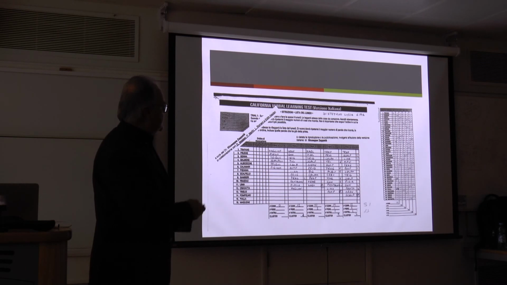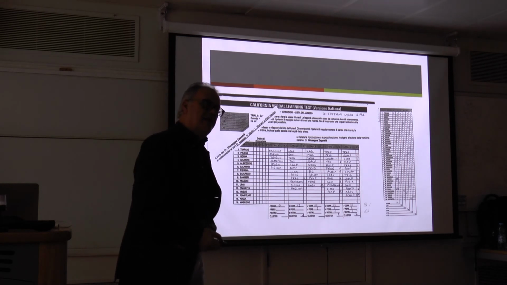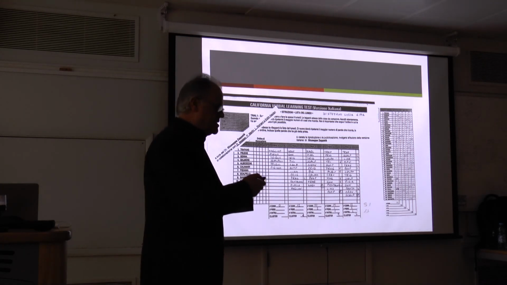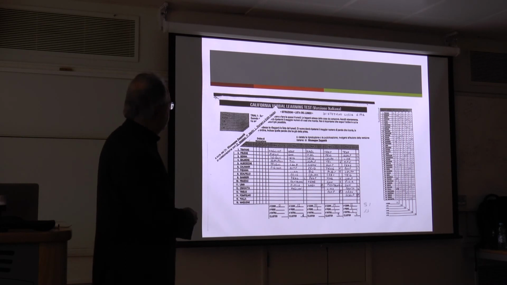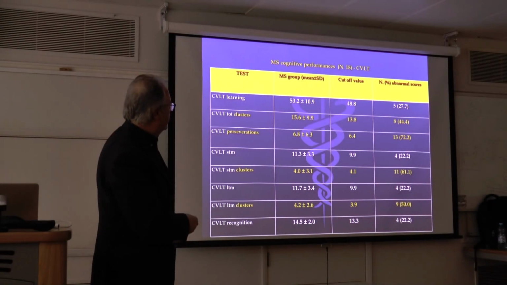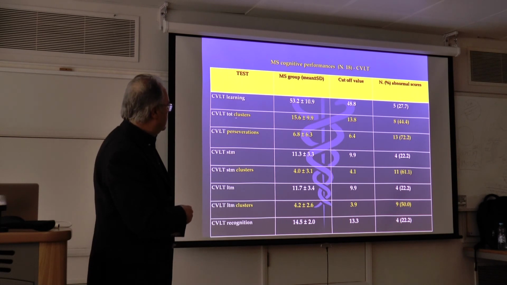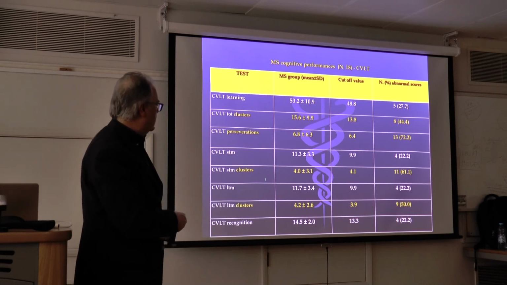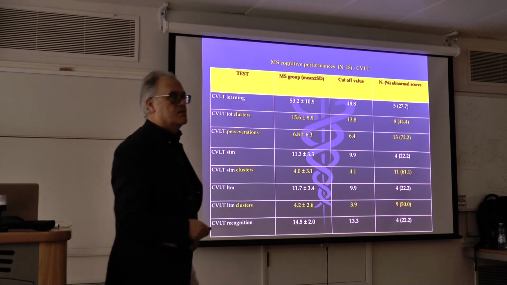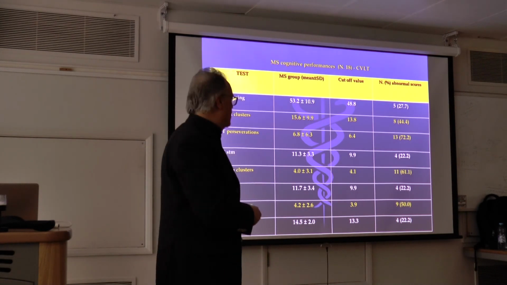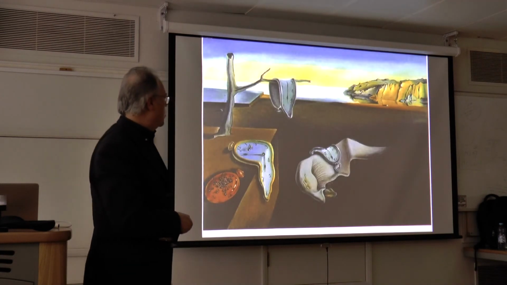This is another example, multiple sclerosis. A good learning curve, but clustering again, not very good. Not as bad as in trauma, but multiple sclerosis has the same pattern of performance. This is a study that we conducted on MS patients. In yellow, you see where the difference was significant. And you see that the clusters, the separations, and the clusters in free recall were those items where you could see the difference in comparison with the normal people.